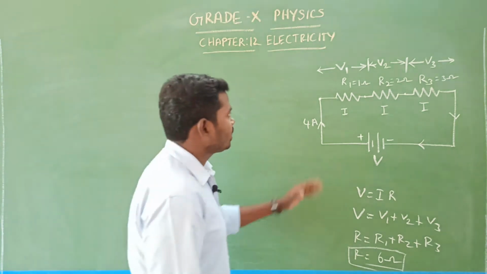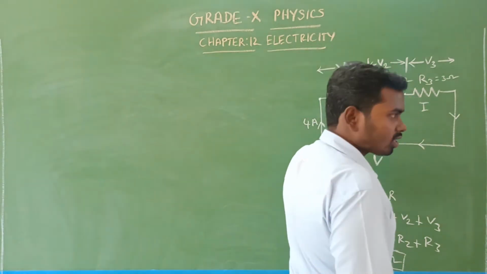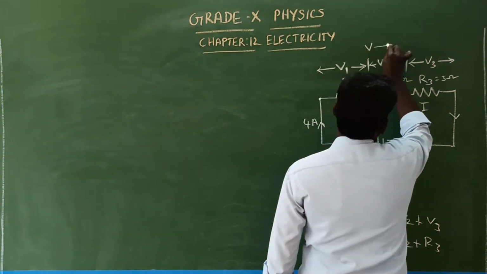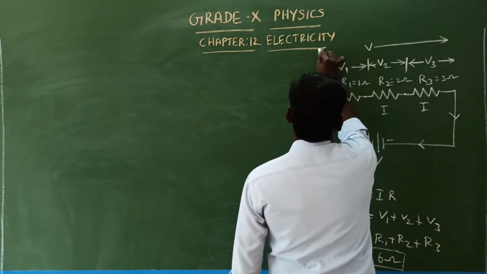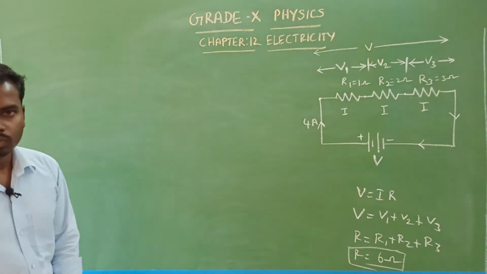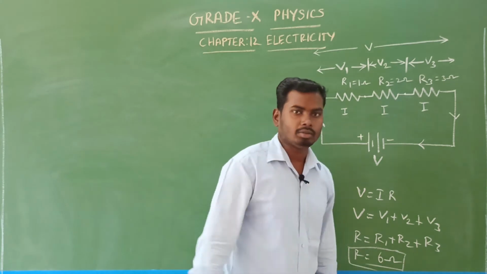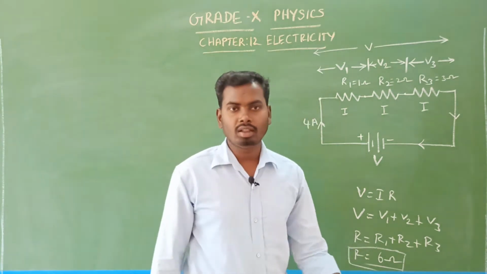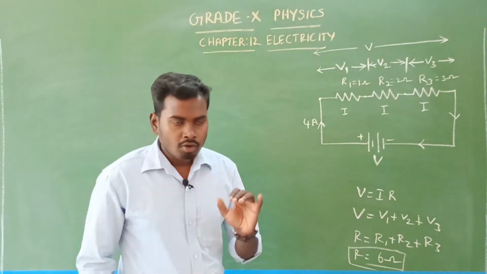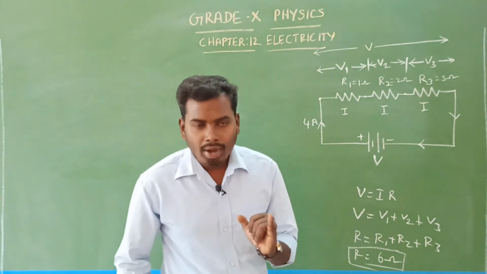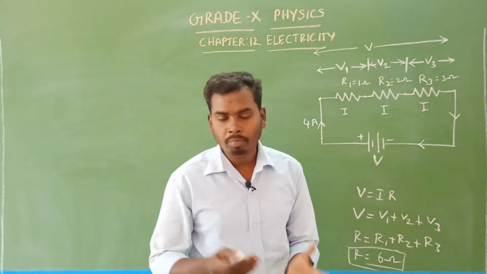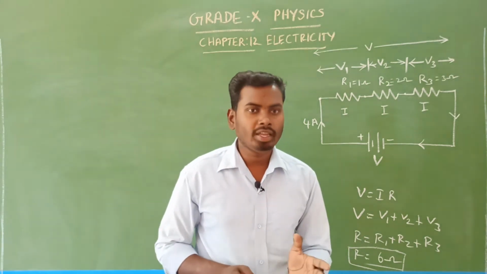So the sum of all the potential differences across the resistors will be equal to the total potential difference, that is V, supplied by the battery. Okay, students, that's all about series combination. Is that clear? A very easy one. So what is the conclusion? First of all, what is series combination? When two or more resistors are connected end to end consecutively, then the combination of resistors is said to be in series.